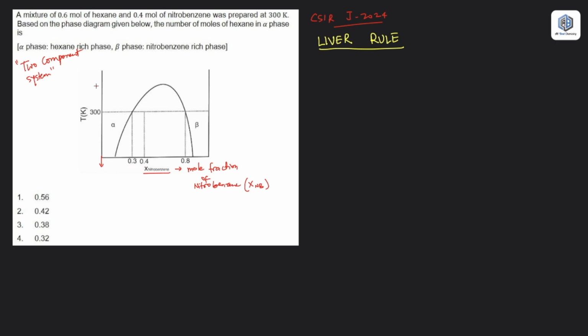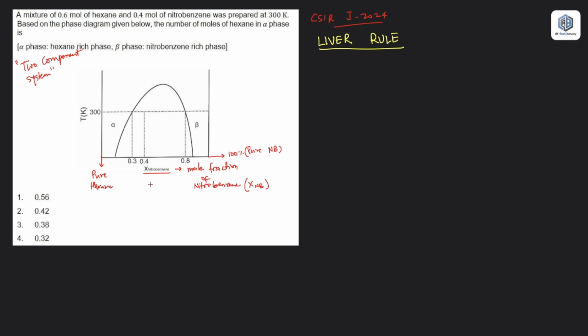So in this particular line, you have only pure hexane. You don't have any nitrobenzene on this line. Whereas on this line you only have 100% nitrobenzene, or pure nitrobenzene.